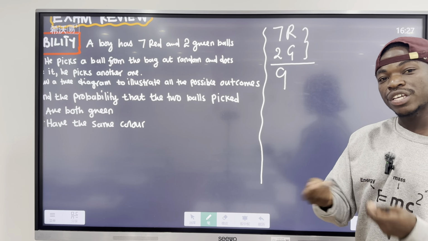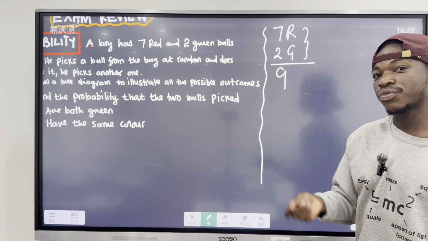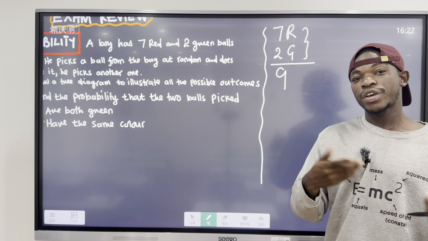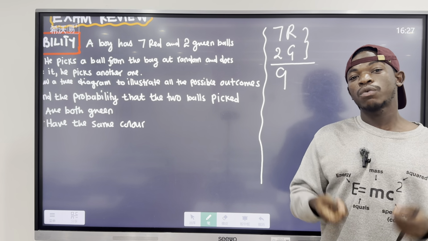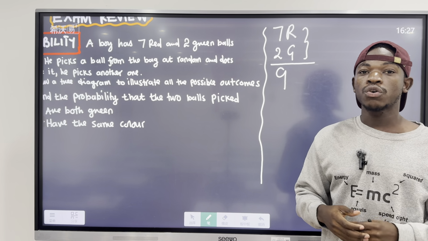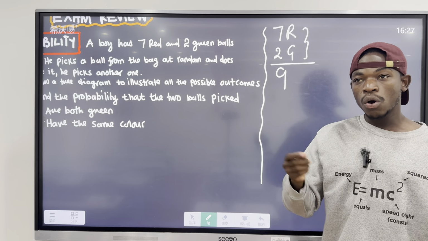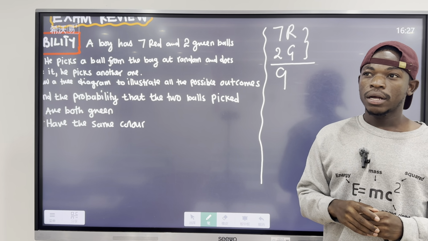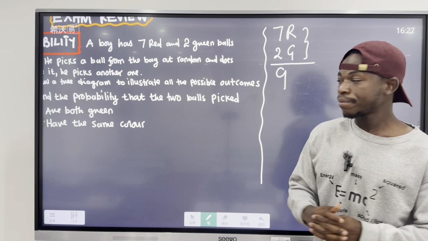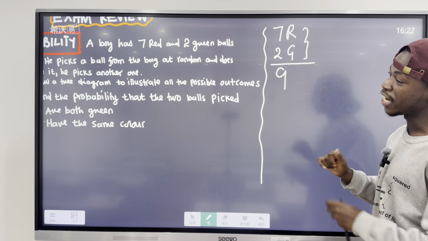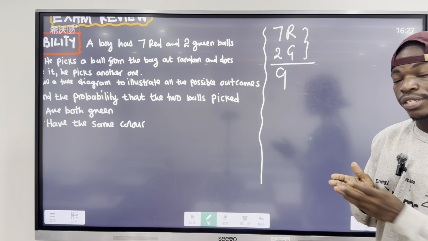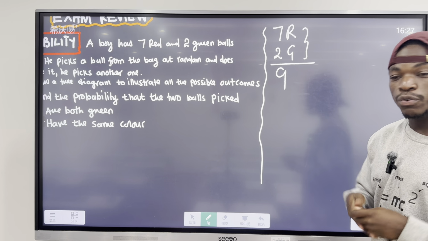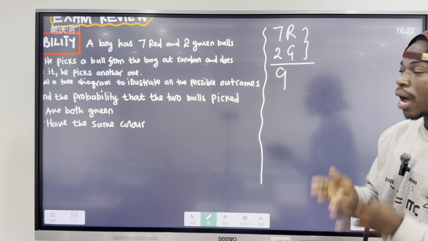Then we are asked to draw a tree diagram to illustrate the possible outcomes. A tree diagram is basically a diagrammatic way. It's a tree that will show all the possible outcomes, all the possible chances that can happen. It's just a tree because it will have some branches, a diagrammatic way to visualize all the possible outcomes.